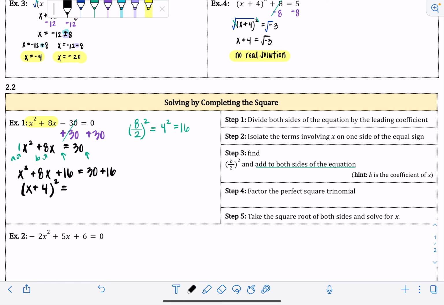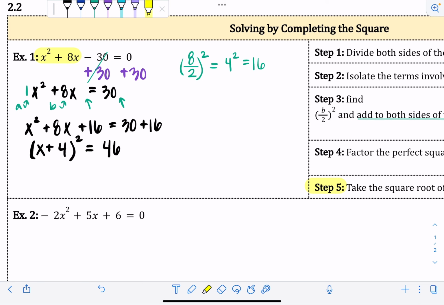So equals 30 plus 16 is 46. And now we have an equation that's solvable by square roots, like all the problems up above were. So step 5 says take the square root of both sides and solve for x. I'm going to go ahead and zoom in now that we're done with each step. So take the square root of both sides.